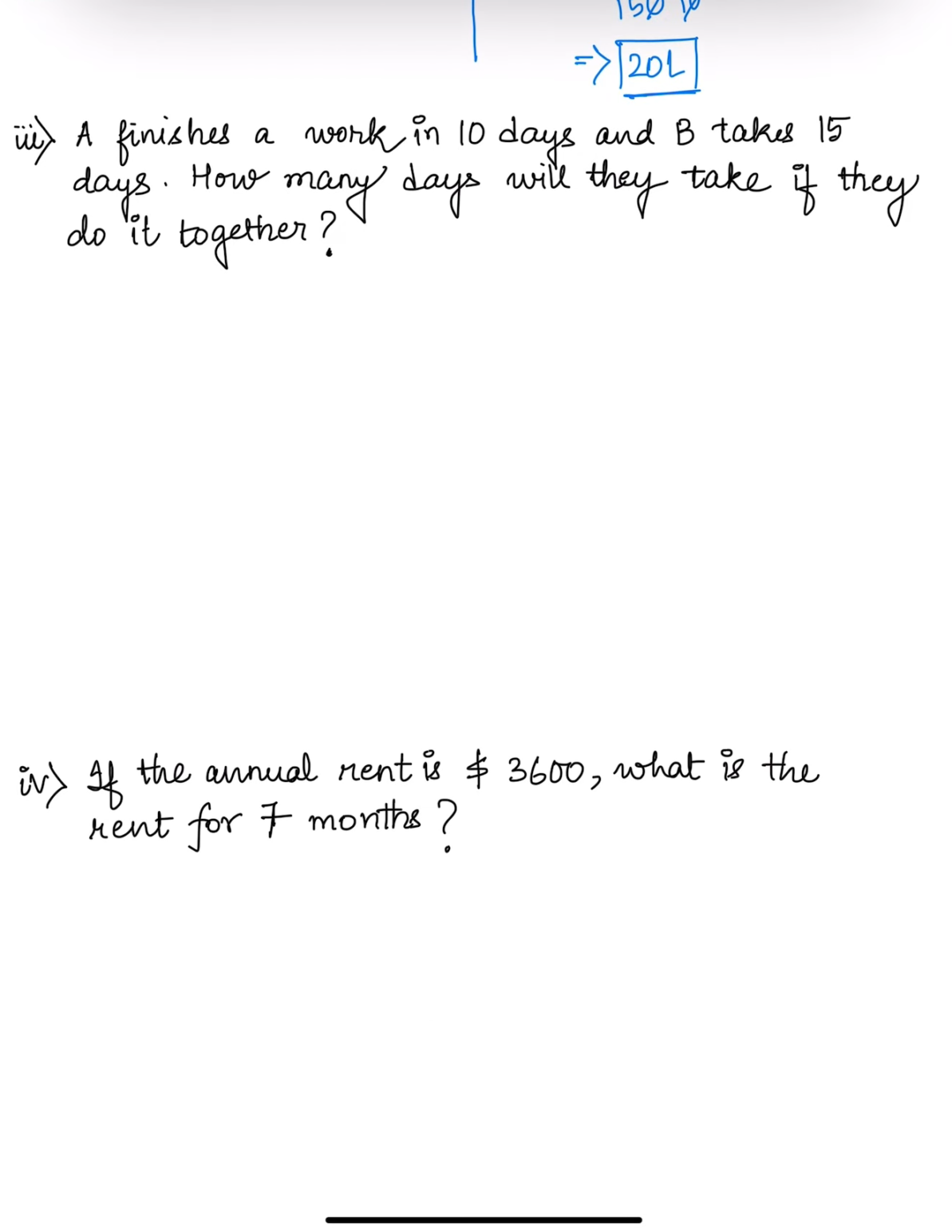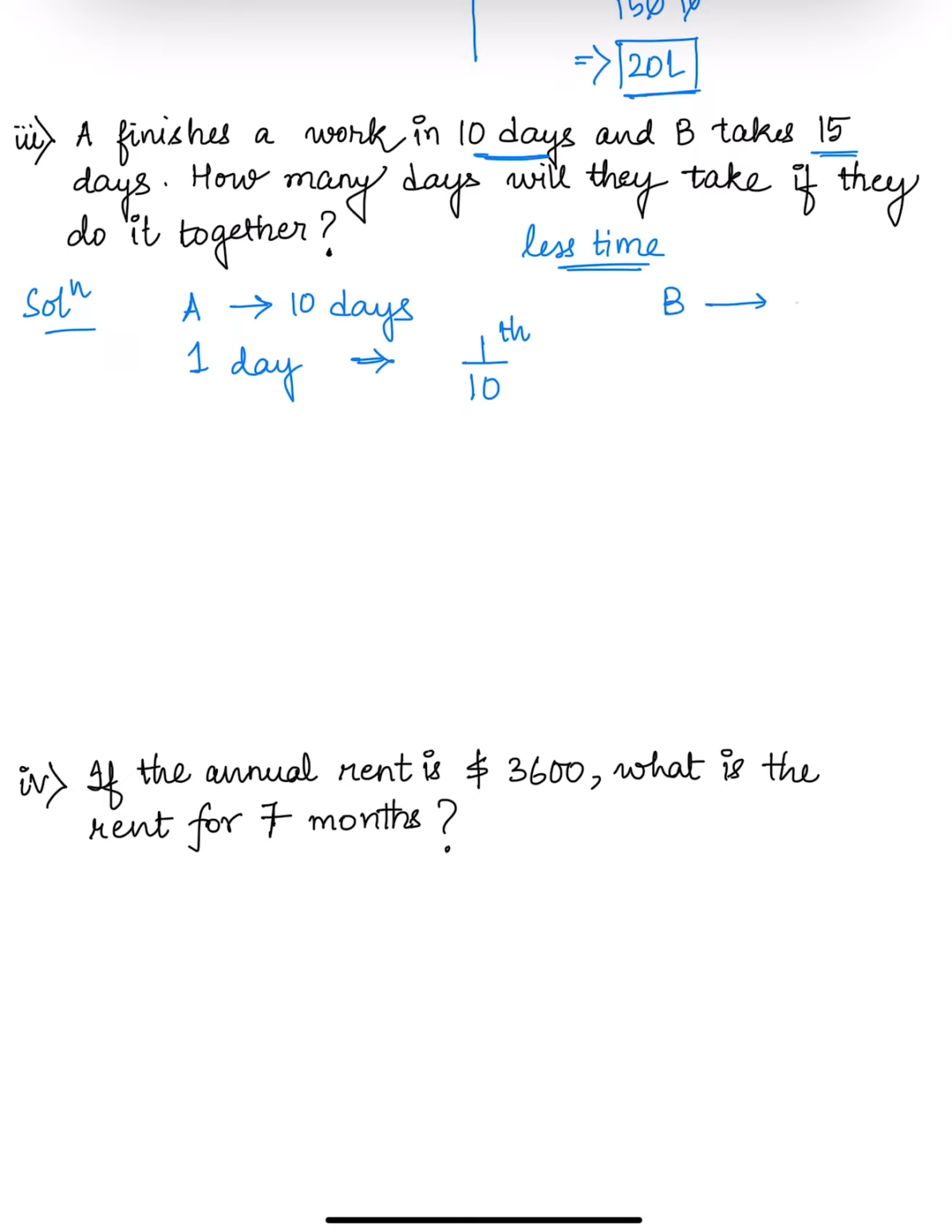Now the third type of question. A can finish a work in 10 days and B takes 15 days. How much time will they take if they do it together? The first thing to keep in mind is that if they do it together, they will require less time, right? A does it in 10 days. So in 1 day, how much work will A do? 1/10th, right? Similarly, B takes 15 days. So in 1 day, B will do 1/15th of the work, right?